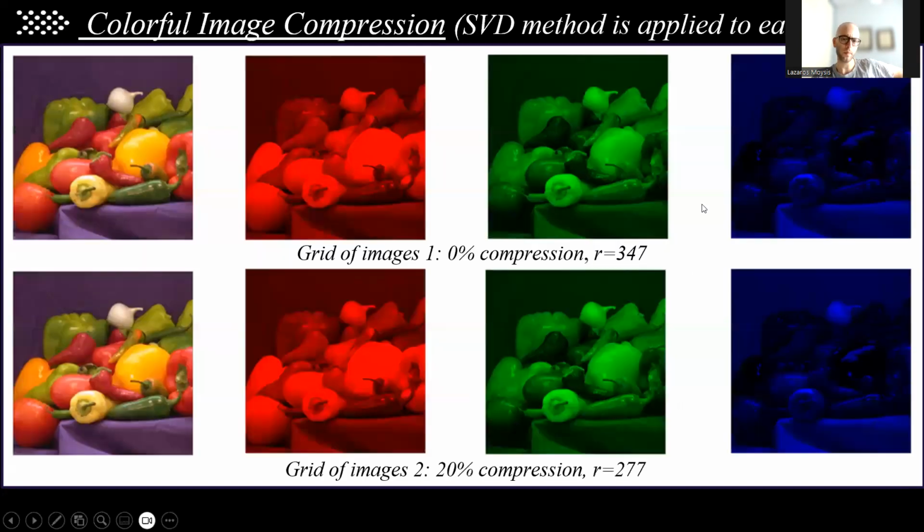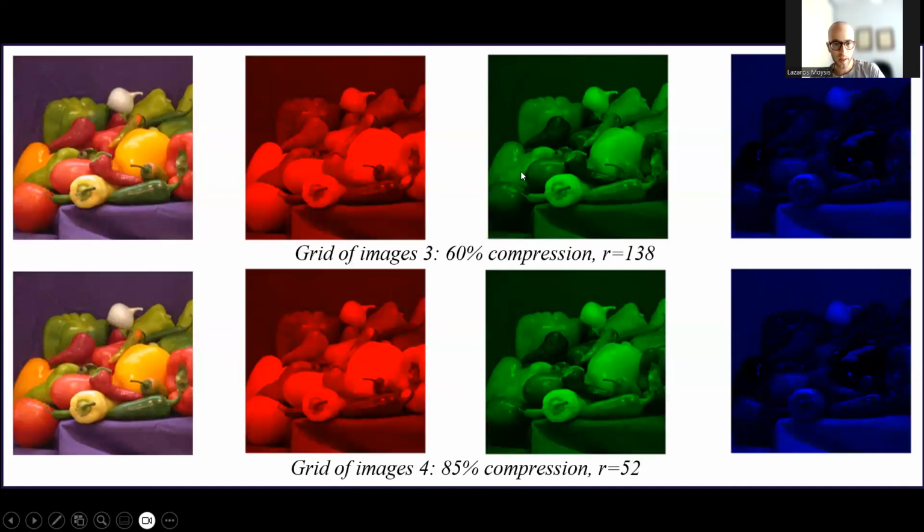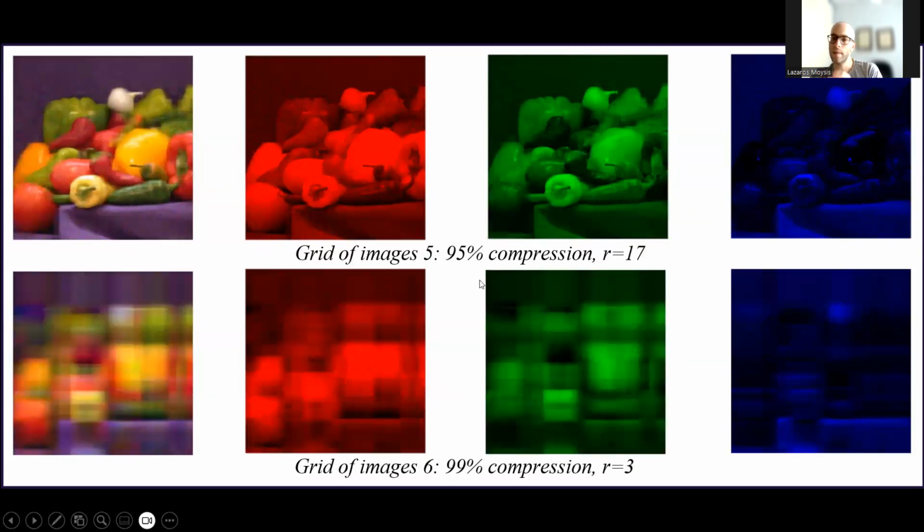Okay. Of course, we have similar results here for a color image. You see the three channels, red, green, and blue. And again, from 20% compression, 60% compression, we don't really see a difference. And then slightly from 85% compression, 95 and 99% compression, of course, we see a lot of pixelization. So the idea is the same. You apply singular value decomposition to every single individual channel and discard the singular values that you don't want.